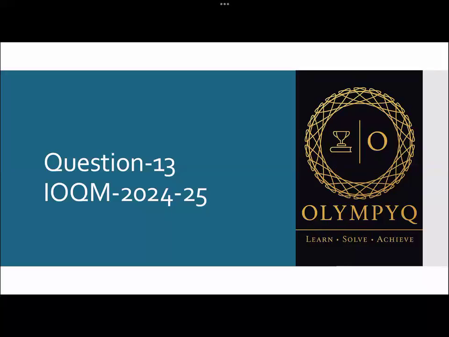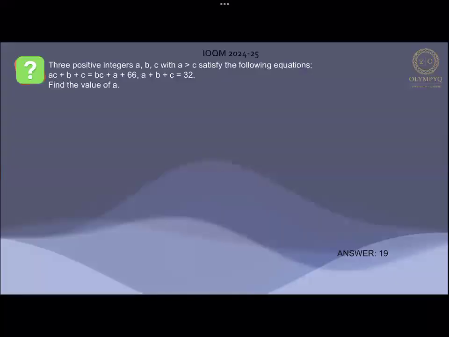Hello students. So this is question number 13 of IOQM 2024-25, and the question says that three positive integers a, b and c with a greater than c satisfy the following equations. The first equation is ac + b + c = bc + a + 66, and the next one is a + b + c = 32, and we need to find the value of a.